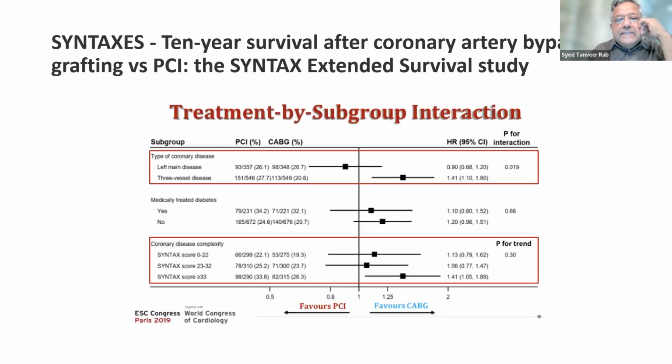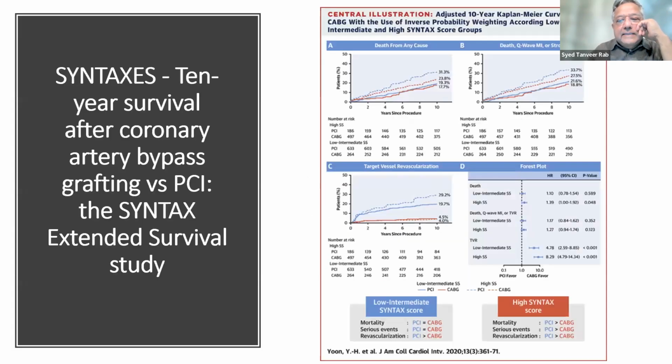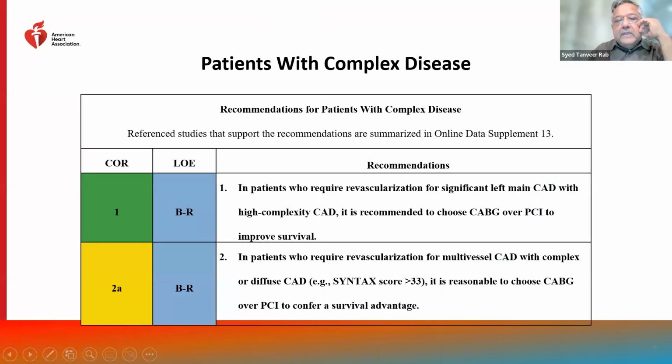So basically, in the SYNTAX scores, low scores favor PCI and high scores favor CABG. We know that. And the 10-year survival, on high SYNTAX score, mortality in PCI versus CABG is greater. Serious events with PCI versus CABG are greater. Repeat revascularization in PCI versus CABG is greater, but at the lowest scores, mortality is equivalent for PCI versus CABG for all events, including mortality, serious events, and revascularization.